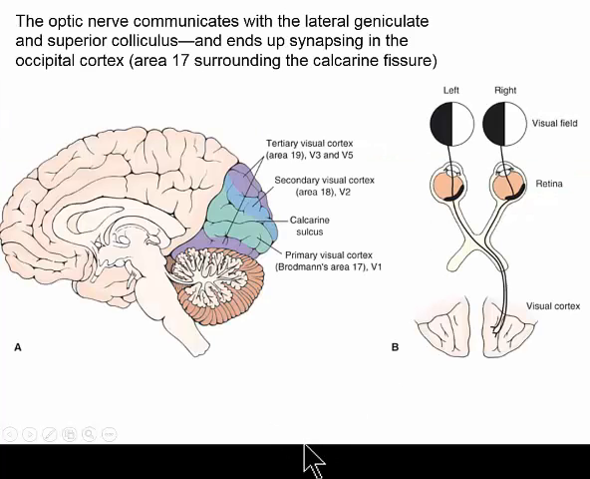And just some pictures here to help you out. Remember I said area 17, here's area 17, here's the calcarine sulcus. So it's 17 and 18-ish here. So damage to the occipital cortex can make you go blind.